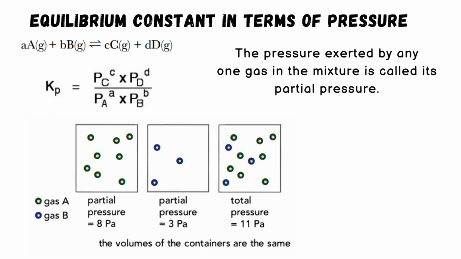Equilibrium constant in terms of pressure is shown here diagrammatically. Gas A and gas B. Partial pressure of gas A 8 Pascal, gas B 3 Pascal, total pressure 11 Pascal. The volume of containers are the same.